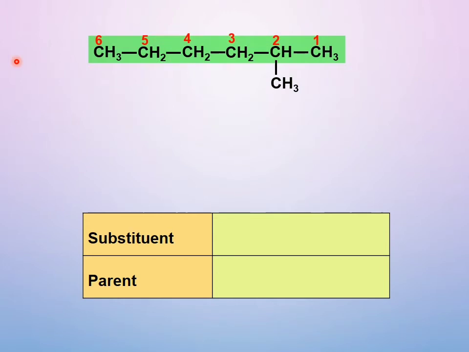Based on this compound, the longest continuous carbon chain is 6 carbons. So we have identified the parent, which is a 6 carbon chain. After this, you have to give the numbering. Give the numbering from the end which gives the substituent the lower number. So we start from the right, which is 1, 2, 3, 4, 5, 6. The substituent is attached to carbon number 2, so the substituent is named 2-methyl. The parent is 6 carbons, so it's hexane. So our IUPAC name is 2-methylhexane.